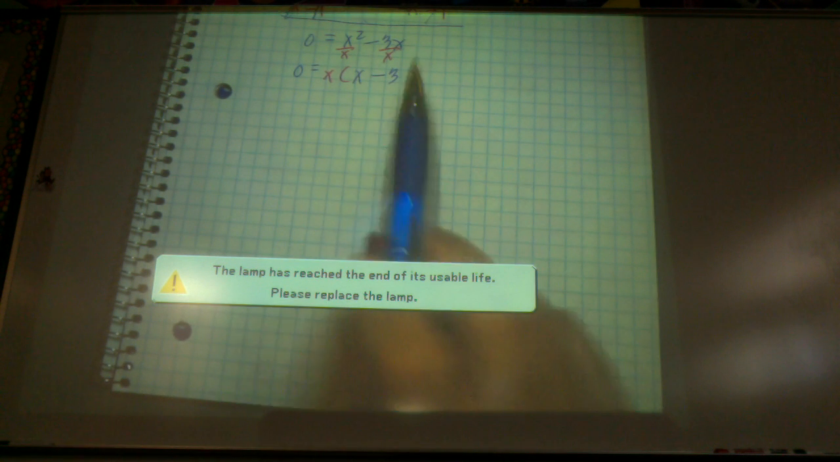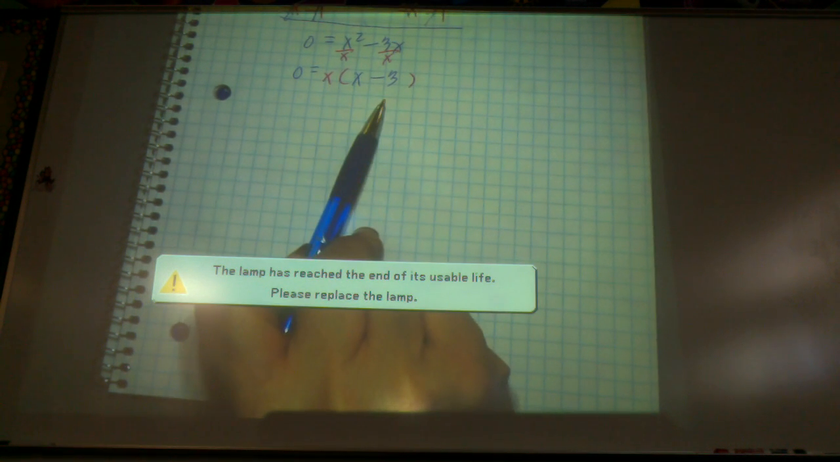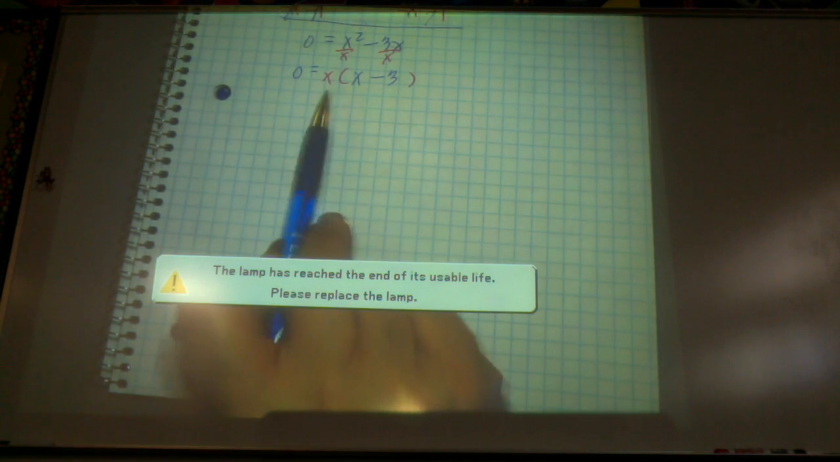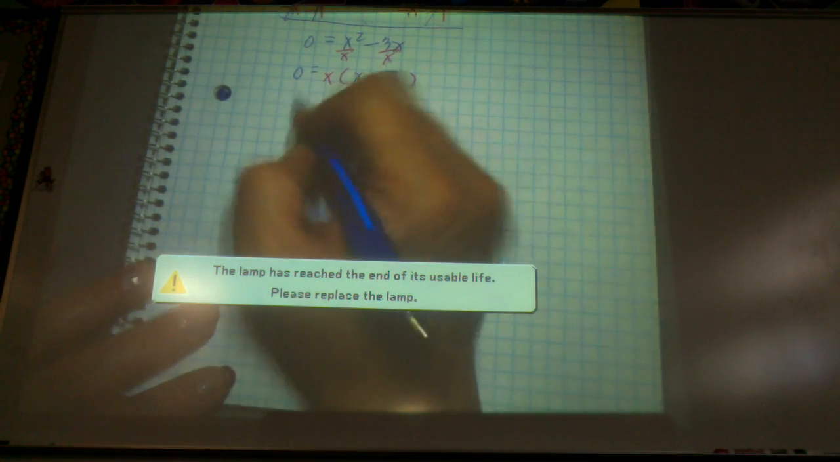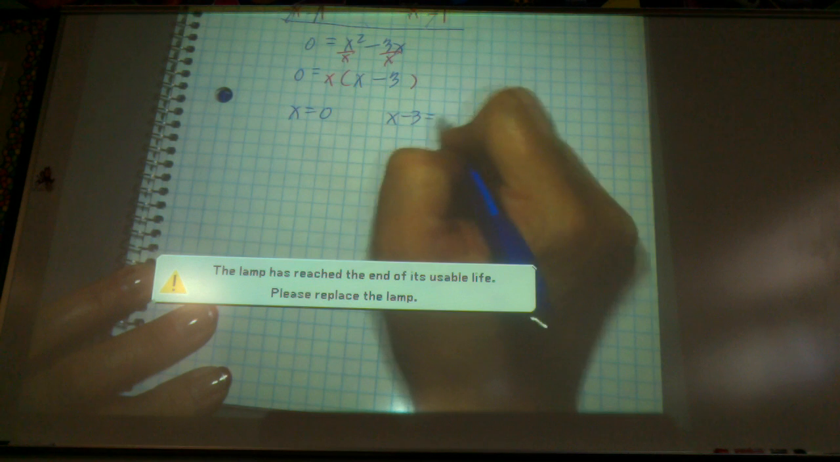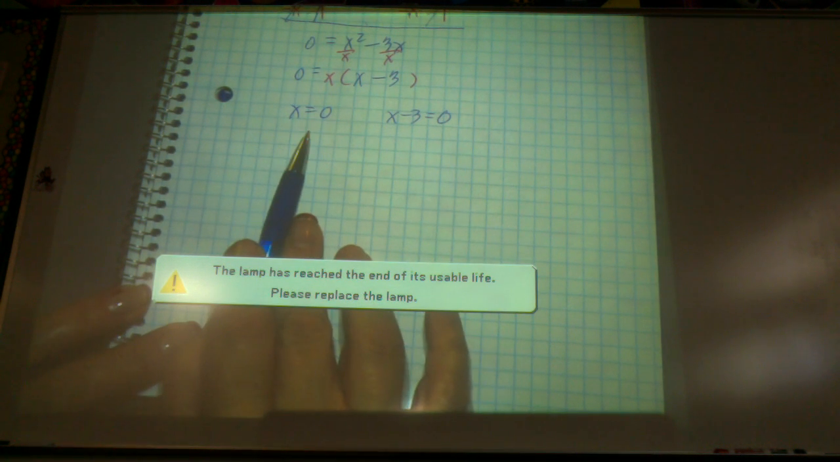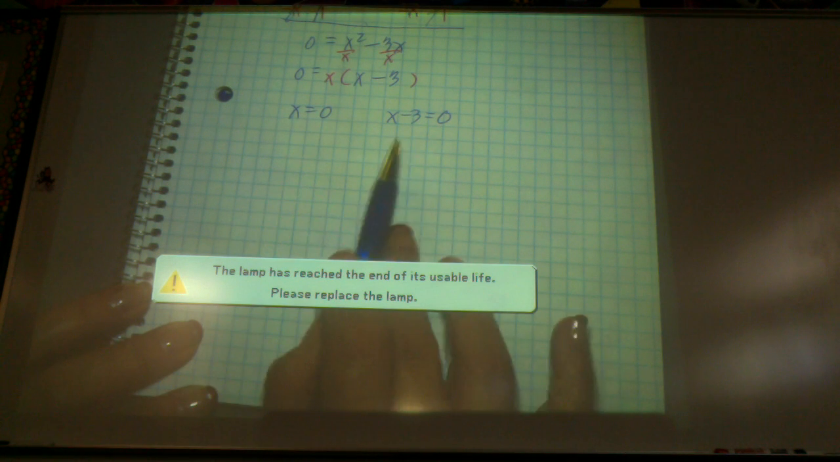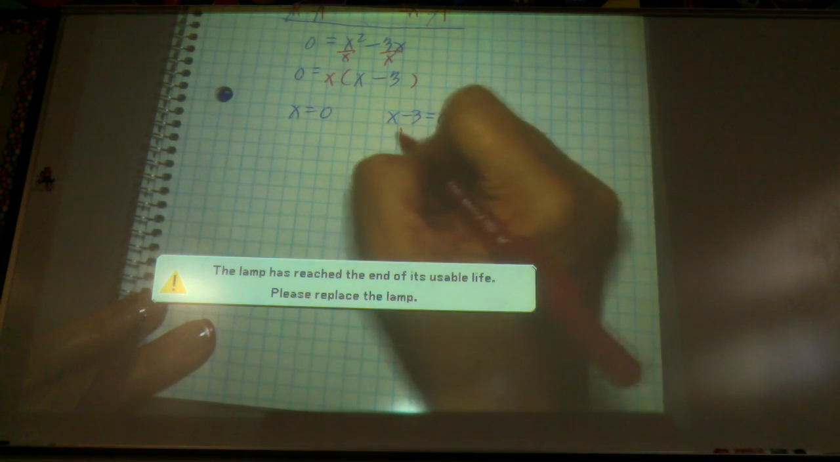Those are two different factors. One factor is x, one factor is x minus 3. You're going to set each of these equal to 0. So the x gets set equal to 0, and the x minus 3 gets set equal to 0. Isn't this one of my possible solutions here? It's already solved. I don't have to solve this one, but I do have to solve this one. So I'm going to add 3.